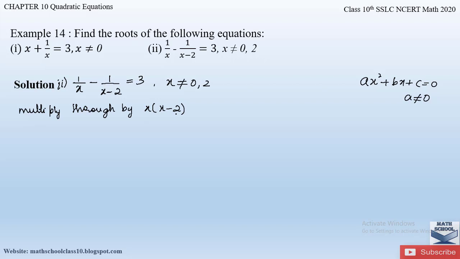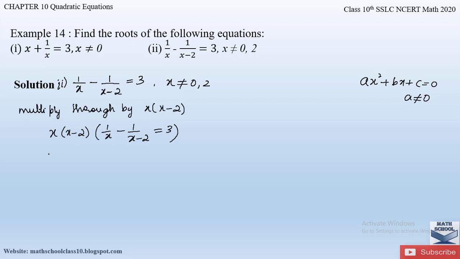Why are we taking x and x minus 2? Because the denominators of the equation are x and x minus 2. That's why we are taking this value, so that these terms will cancel out and only the numerator part will be left behind. So let us multiply x into x minus 2 into 1 divided by x minus 1 by x minus 2 is equal to 3.